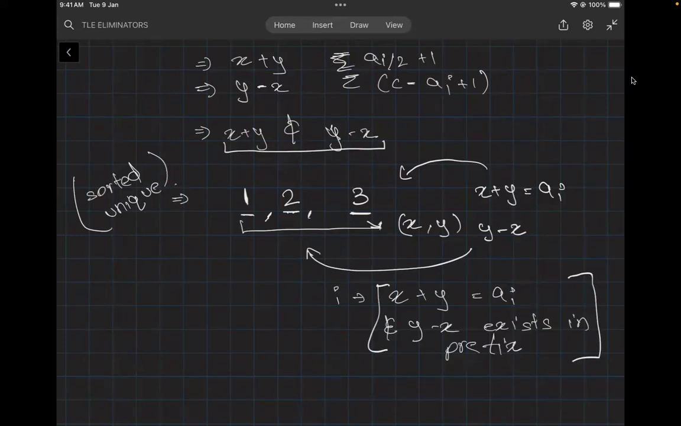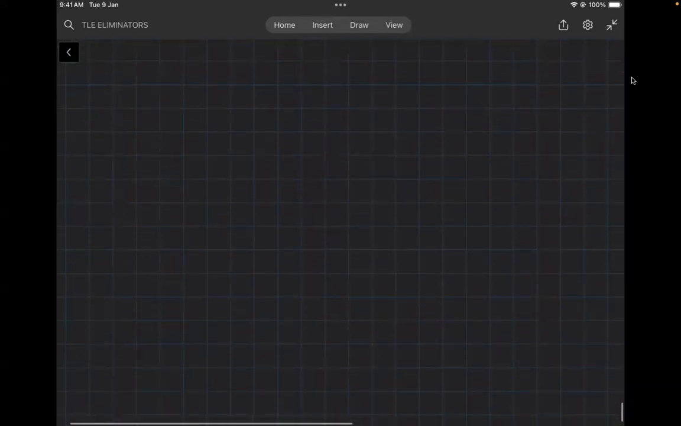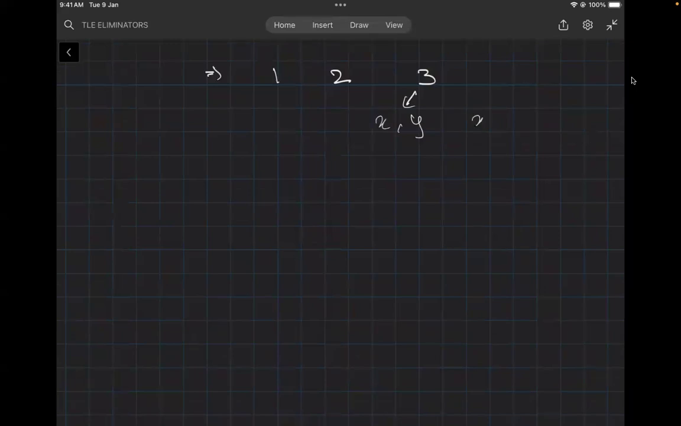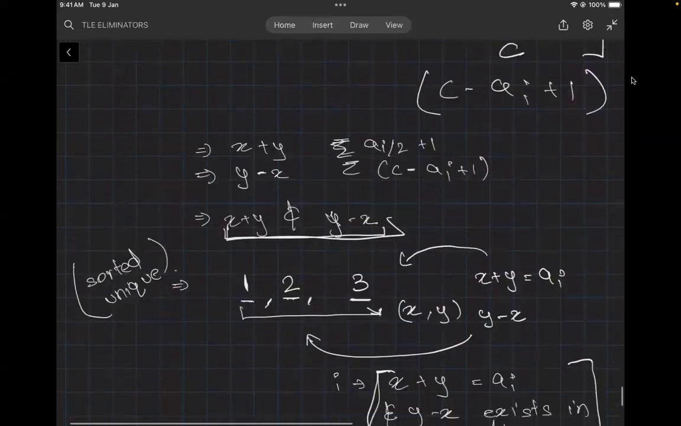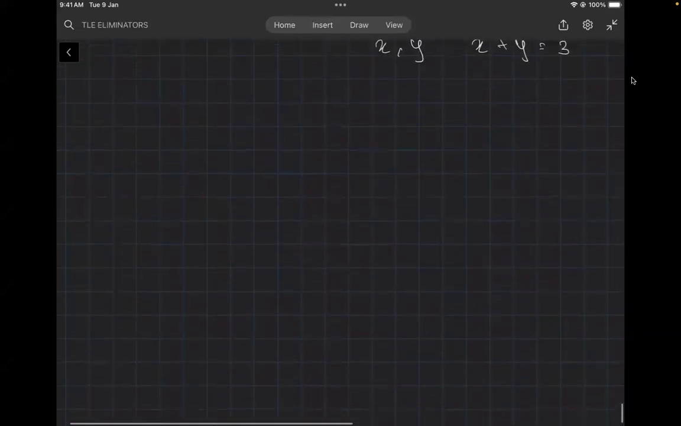Okay. Now, if this much is clear, let's see for 3. 1, 2, 3. Let's see the values x comma y such that x plus y is equal to 3. Someone says repeat this part. Okay. I'm going to use a counting principle to count this particular thing. I'll just write it down.